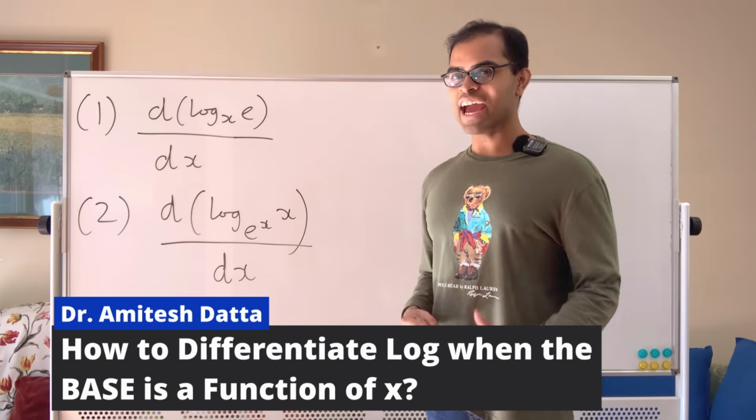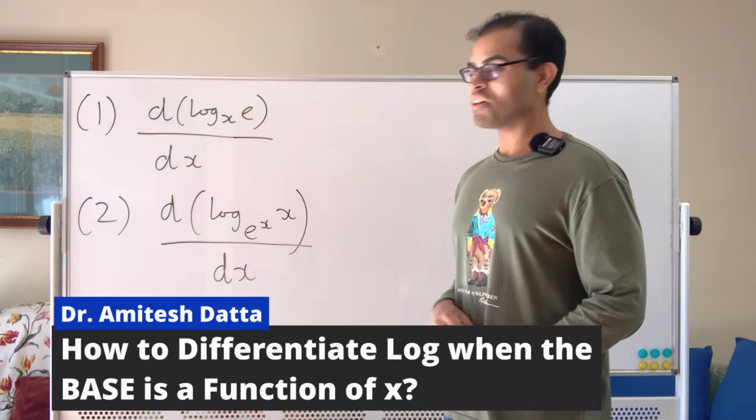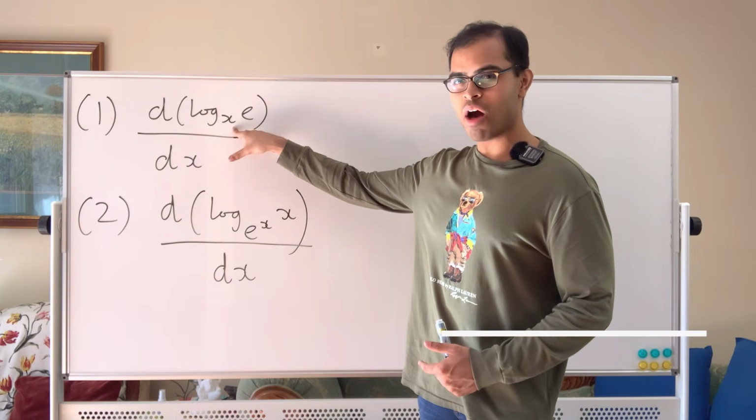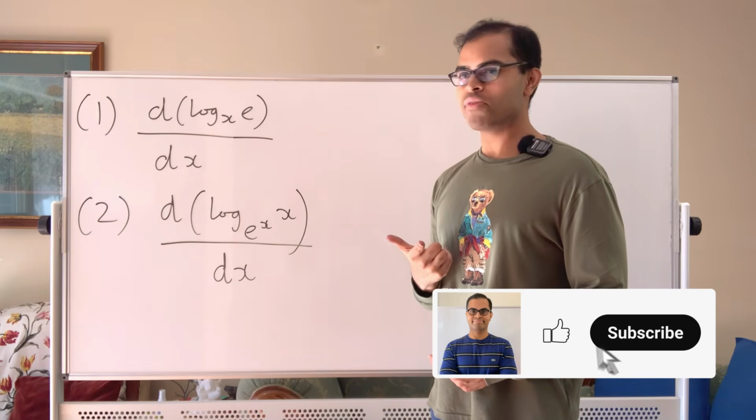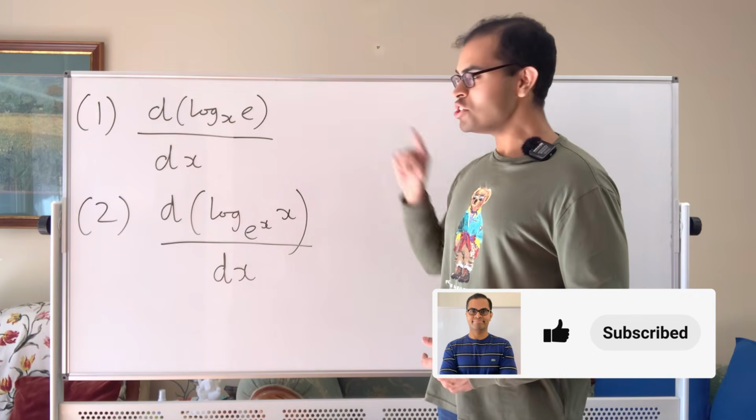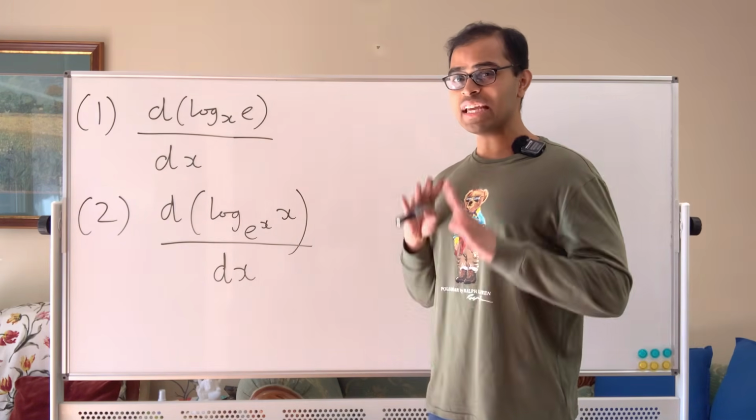Math is creative and can be weird. Here's a weird problem where the variable appears in the base of the log. Have you seen such a problem before? Drop a comment down below. I'm going to show you how to differentiate this, and really it is very basic.